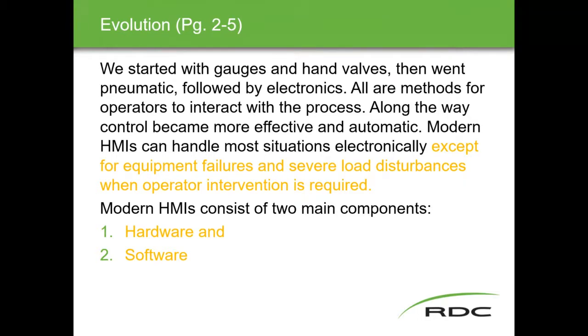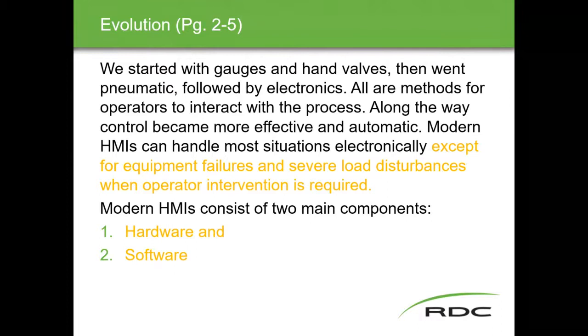And then it evolved, of course, to where we are now, all electronic and all kinds of different ways of getting information from the field into a control room, wired and wirelessly. All these methods are designed for the same purpose, and that is for the operators to interact with the process. And along the way, control became more effective and automatic. We're at the point now where most modern HMIs can handle most situations electronically, almost robotically, except for when equipment failures and severe load disturbances exceed the capabilities of the control system, and then that would require operator intervention. And for that, we use the HMIs to notify us of situations like this, where we actually have to step in as human beings. But generally, it's indicated to us through the HMI and the way that we set up our HMI.